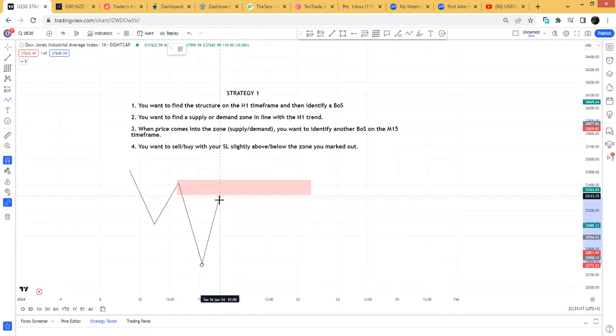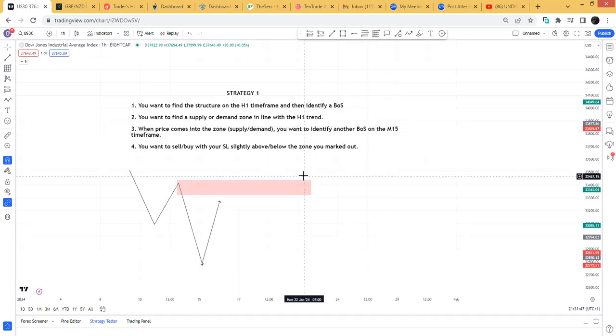The moment it gets into this zone, you are going to do what? You are going to scale down to the 15 minutes time frame. You drop down. Remember, H1, you find the structure. We've seen that, okay, the current structure is what? Bearish. Point number 2, you find the supply or demand zone. In this case, we found the supply zone. We've marked it out on the H1 time frame. Point number 3, when price comes into the supply zone, you want to identify another break of structure on the M15, right? So now let's draw the M15.